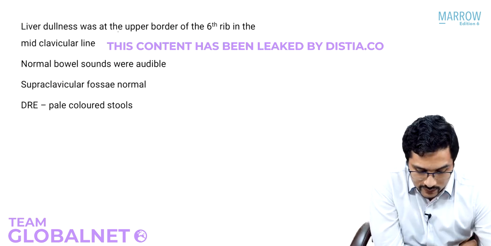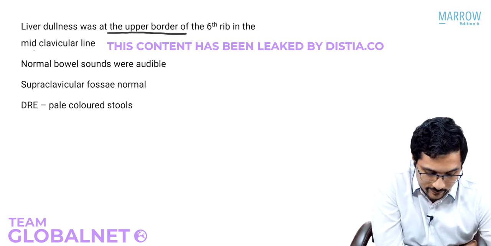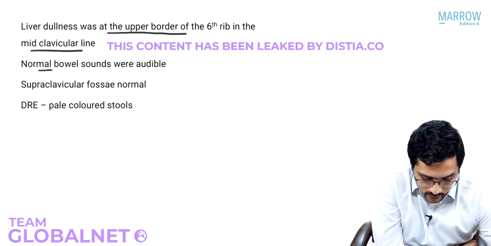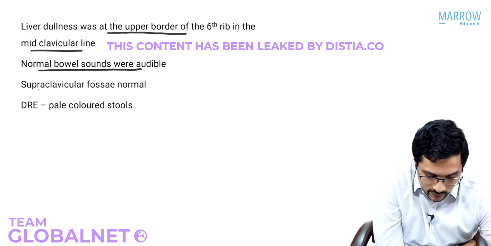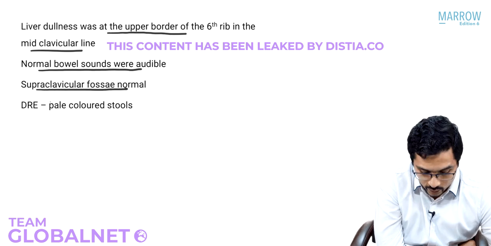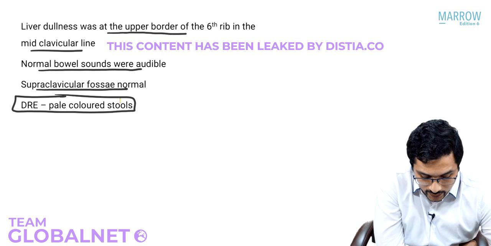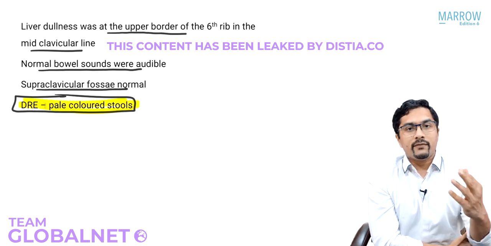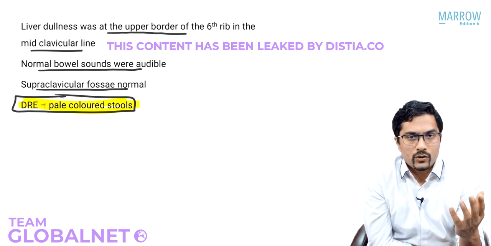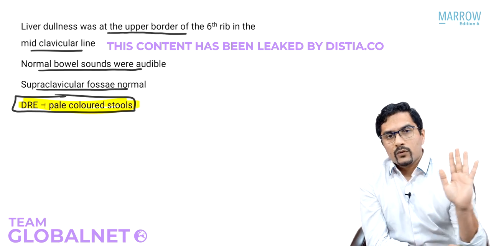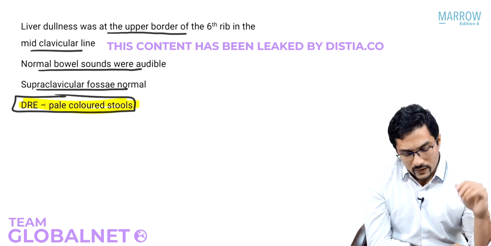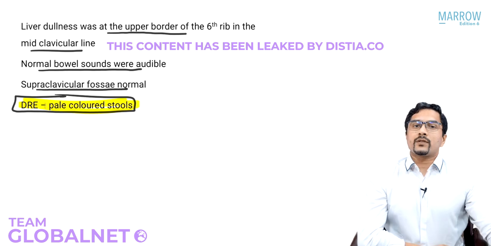The liver dullness was at the upper border of the 6th rib in the mid-clavicular line. Normal bowel sounds were audible. Supraclavicular fossa you have to examine, and you have to do a digital rectal examination. At least you have to say you have to do it. They will give you the findings. You don't actually have to do it. Your seniors will give you the findings on a paper. And there were pale colored stools which were observed here.